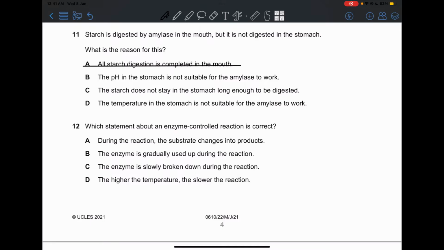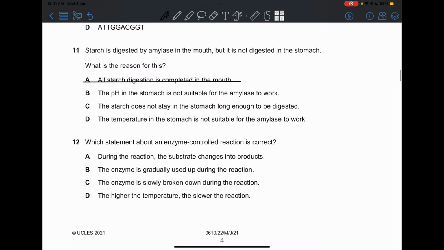B says the pH in the stomach is not suitable for amylase to work. Now, this is correct because in the stomach the pH is very acidic. Amylase needs pH 7 to work, so the stomach's acidic pH won't work. So that is going to be our answer, B.